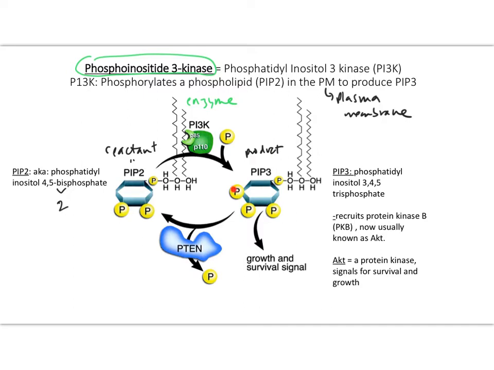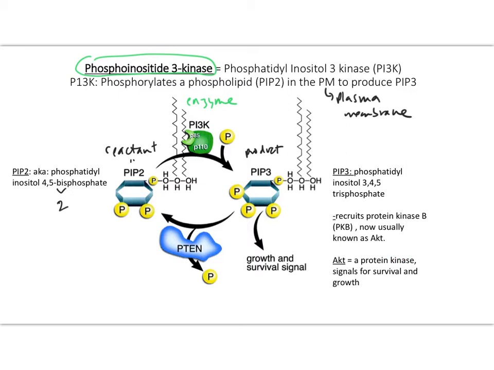And basically PIP3 can recruit a protein kinase, which is this part here. Specifically, it's called protein kinase B, PKB. There's a whole lot of protein kinases floating around, so they actually usually refer to this as AKT, and so that's how I'll refer to it. But I've written out this information about its name so that you know the following, that AKT is a protein kinase and it signals for survival and growth.